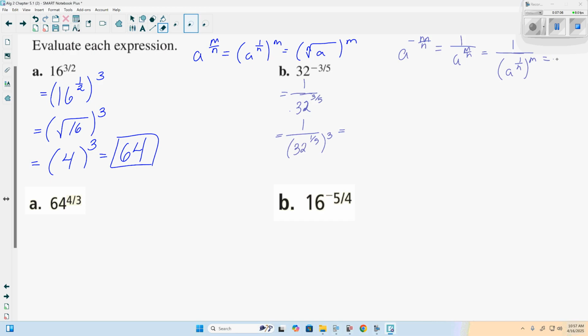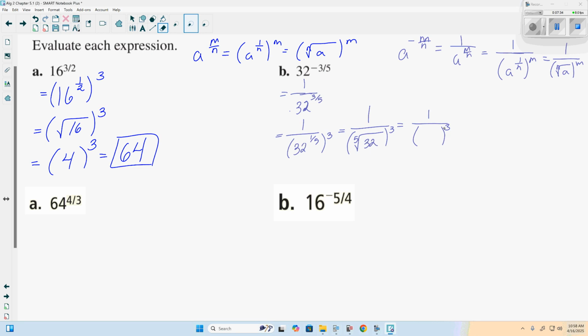And again, from here, we can say this is the same as the nth root of a to the m. So this is the same as 1 over the 5th root of 32 to the third. Now at this point, we need to evaluate the 5th root of 32. What number times itself 5 times is going to give us 32?